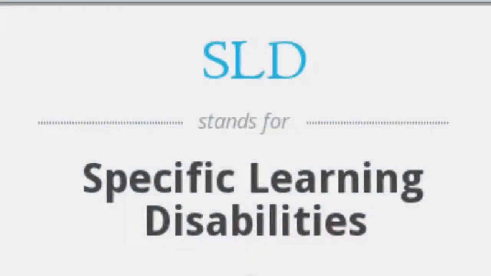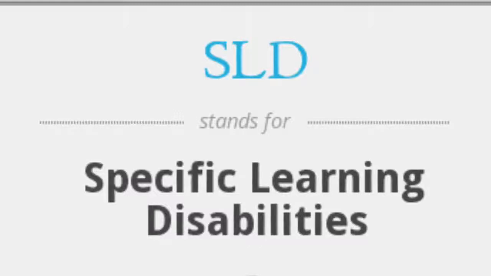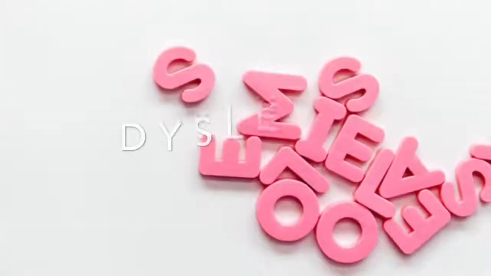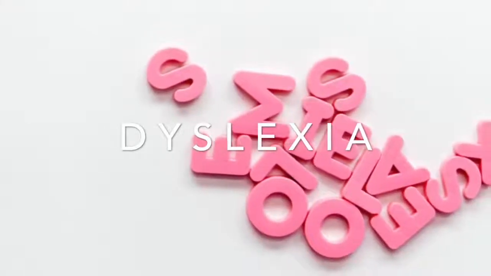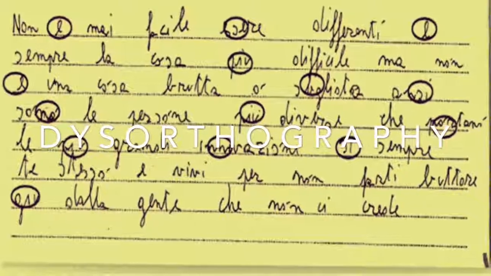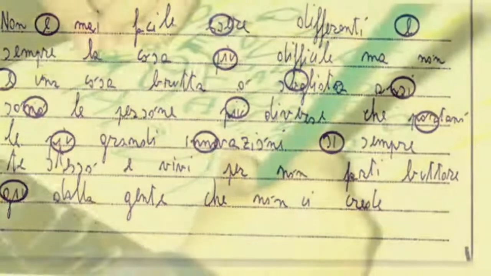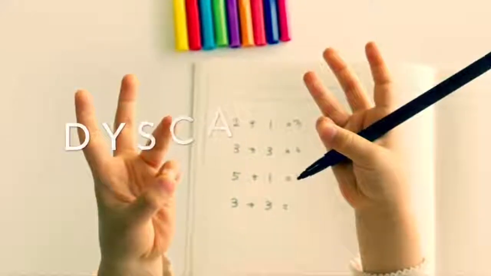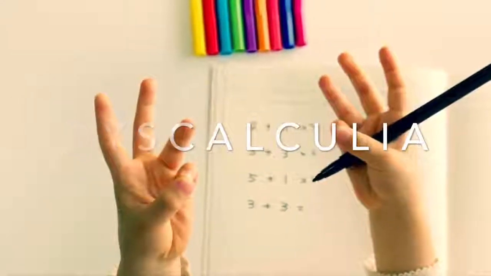The acronym SLD refers to a category related to specific learning disorders that belong to neurodevelopmental disorders. These disorders can affect very different learning sectors, therefore they are divided into dyslexia, a learning disorder that affects the decoding of words; dysorthography, a specific learning disorder that affects the writing skills; dysgraphia, a specific learning disorder that affects the handwriting ability; and dyscalculia, that involves difficulties with math reasoning.